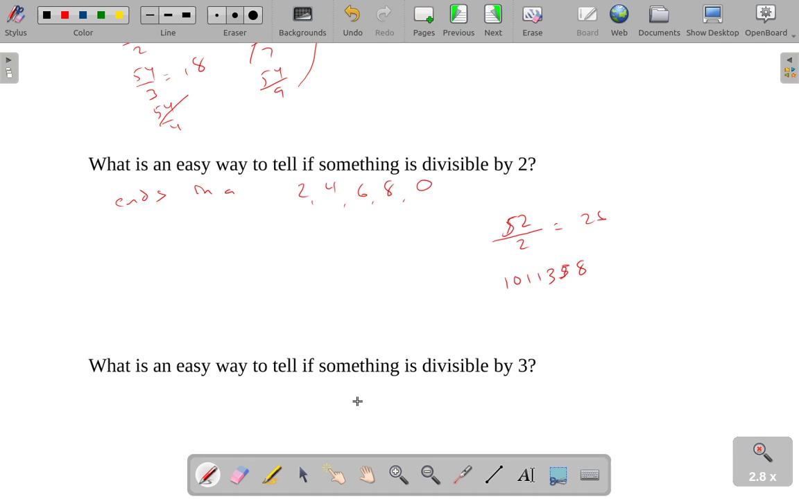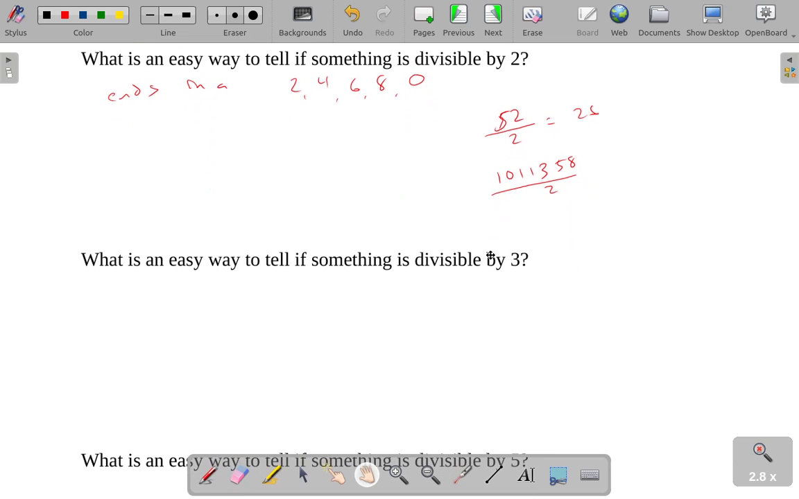If I had 1011358, I don't really care what else is going on in this number. The fact that it ends in an 8, this comes out nicely. I'm not going to bother figuring out what that is. This is just some number. So, we can tell if it's divisible by 2 just by looking to see if it's an even number and if it ends in one of those 5 digits.